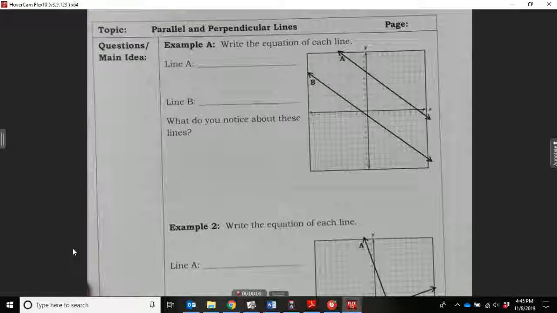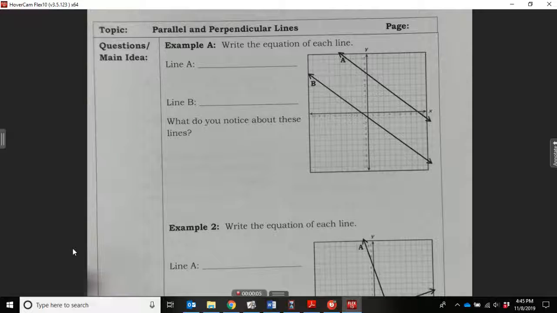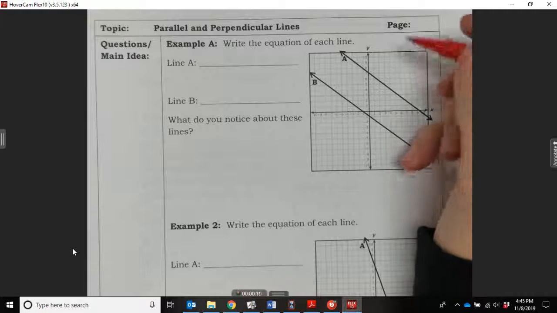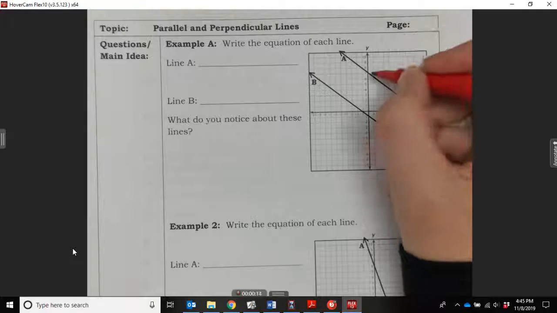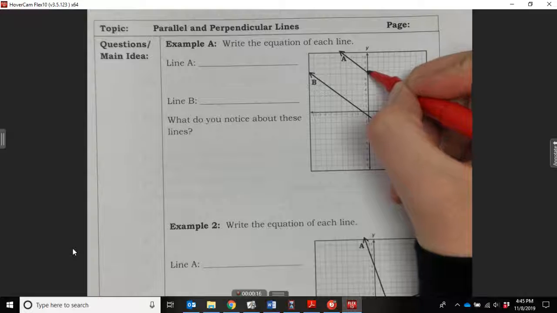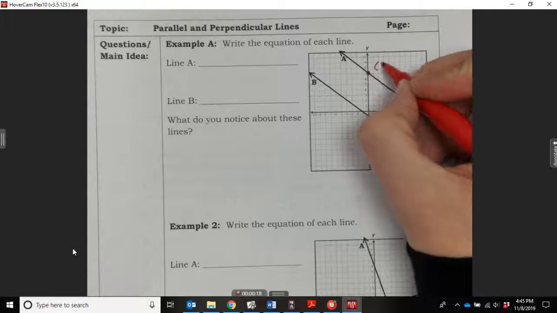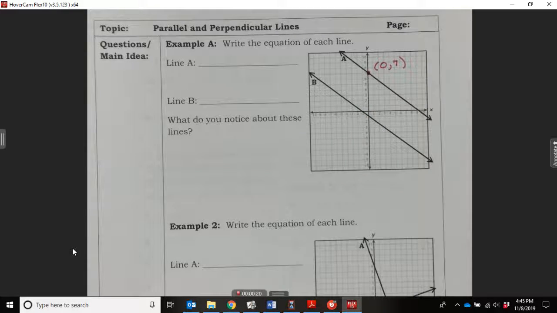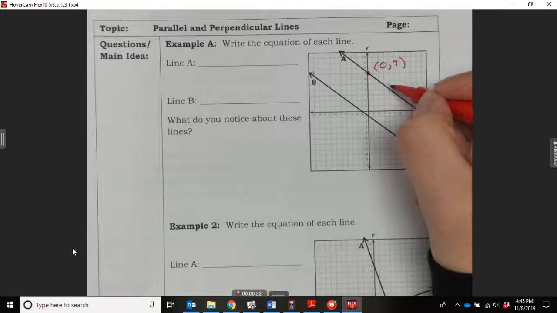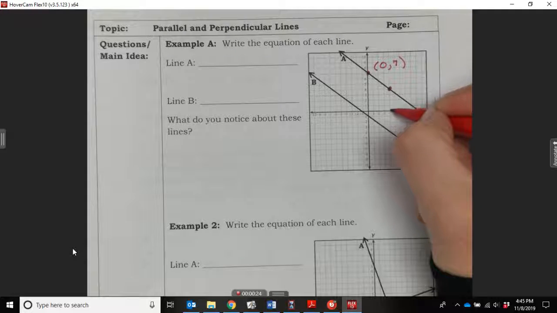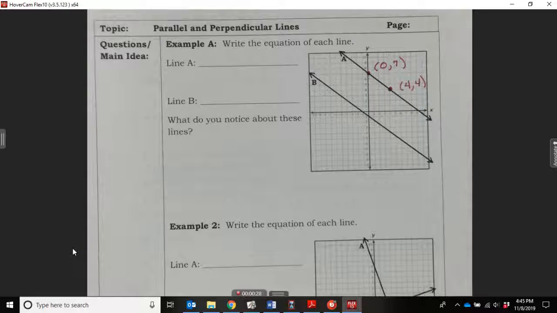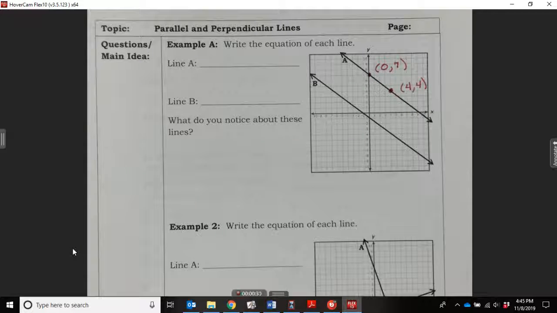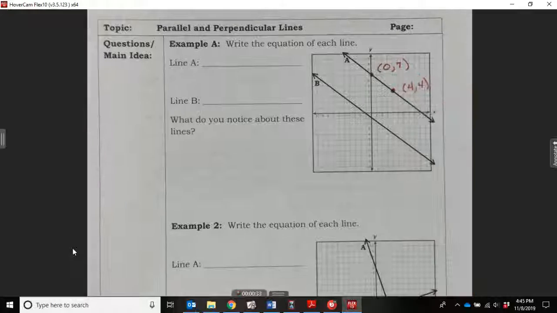All right, so we're going to start talking about parallel and perpendicular lines. For example A, it says write the equation of each line. Remember, to write an equation, you need 2 points. One point right here is the y-intercept, so 0, 7. Another good point is this one here, which is 4, 4. And remember, you can type those into list and spreadsheet to get your equation.